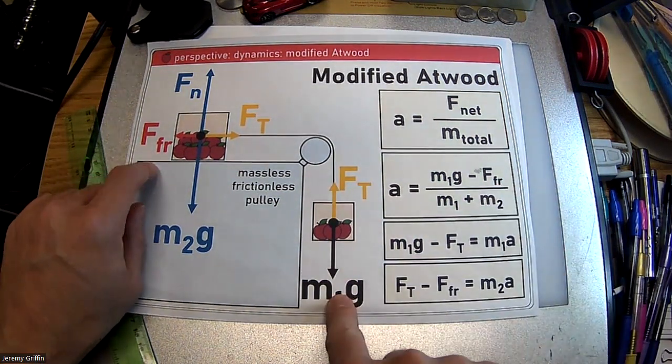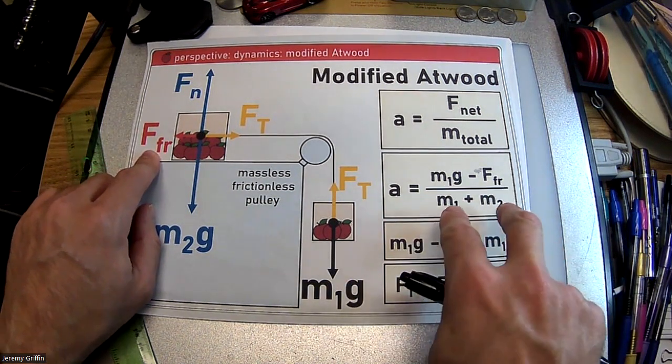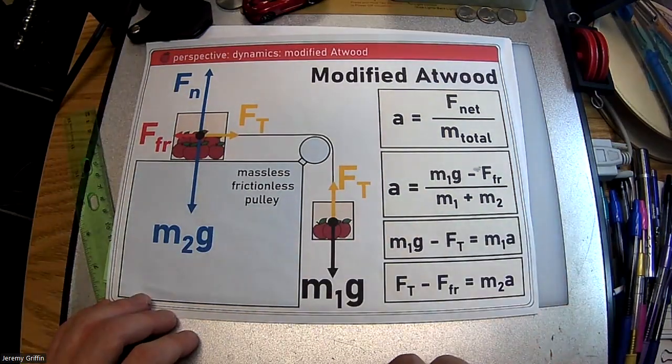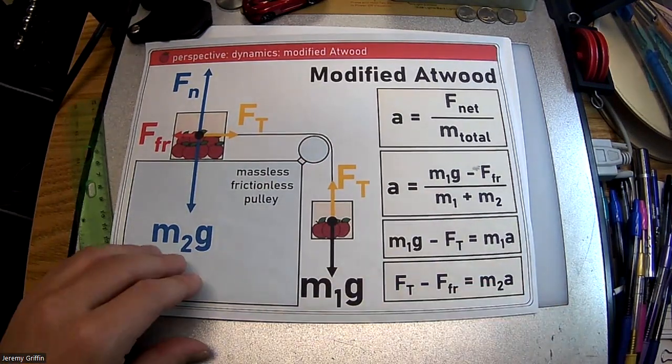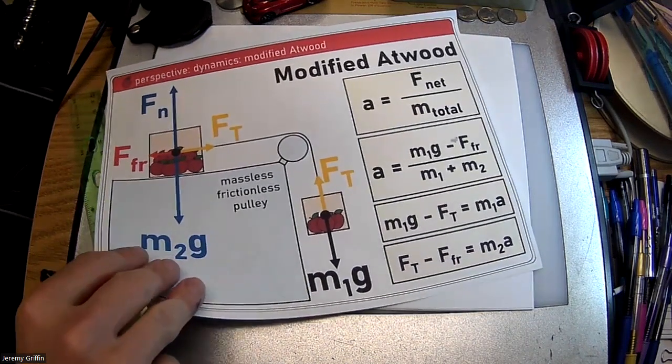So this hanging weight versus this friction counts as the net force for the whole system. Mass 1 and 2 added together is being accelerated. And then you can find the tension of the string by either of these methods. Got it? All right, let's do elevator physics.